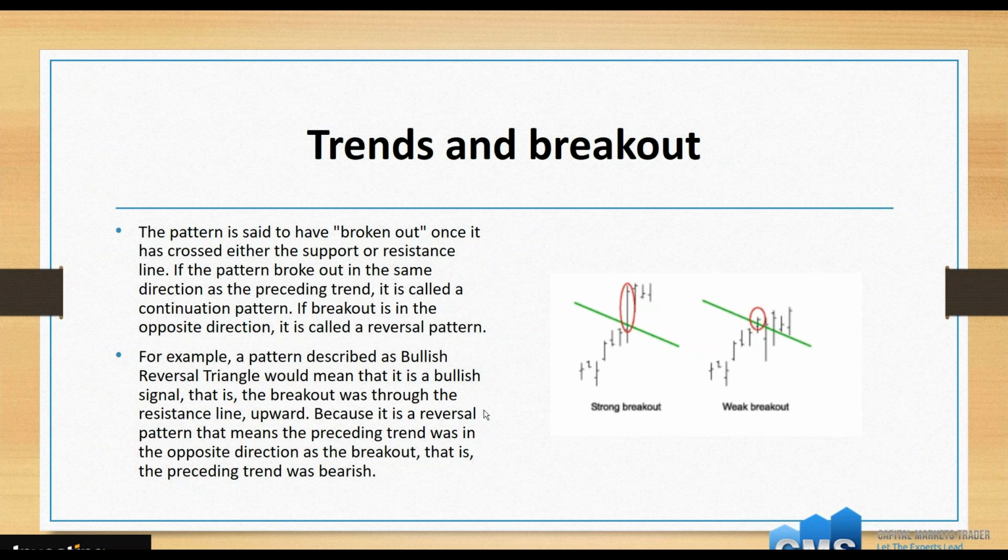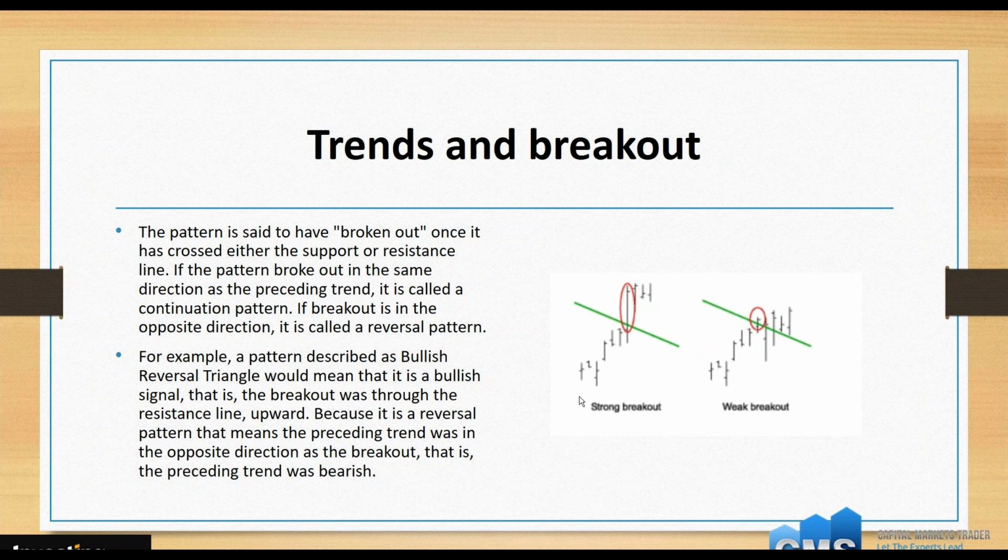The pattern is said to have broken out once it has crossed either the support or the resistance line. If the pattern broke out in the same direction as the preceding trend, it is called a continuation pattern. If the breakout is in the opposite direction, it is called a reversal pattern. For example, a pattern described as a bullish reversal triangle would mean that it is a bullish signal. That is, the breakout was through the resistance line upward.